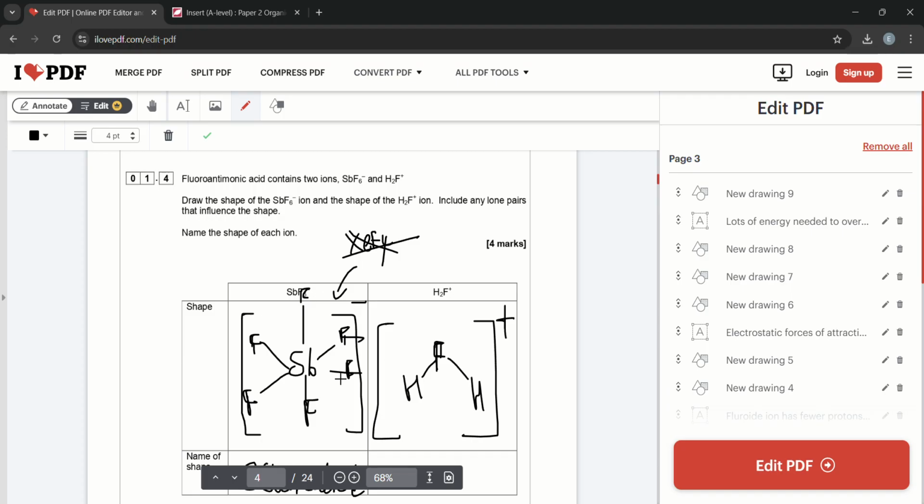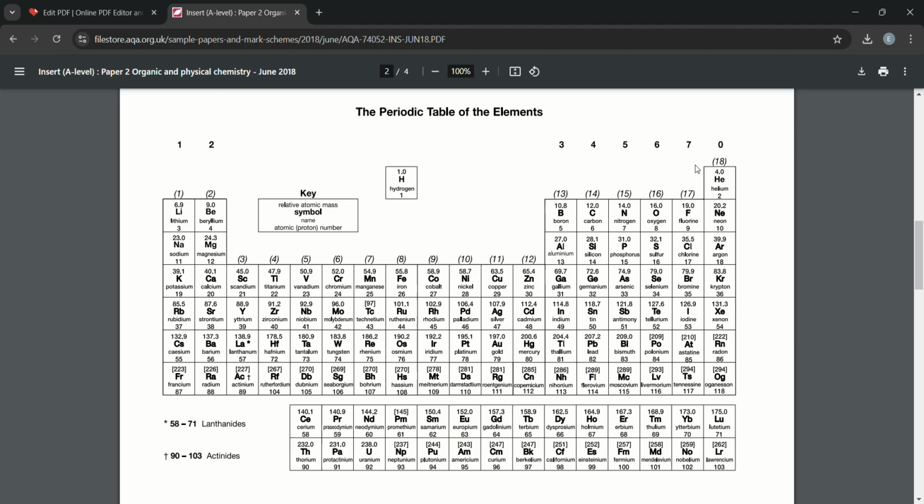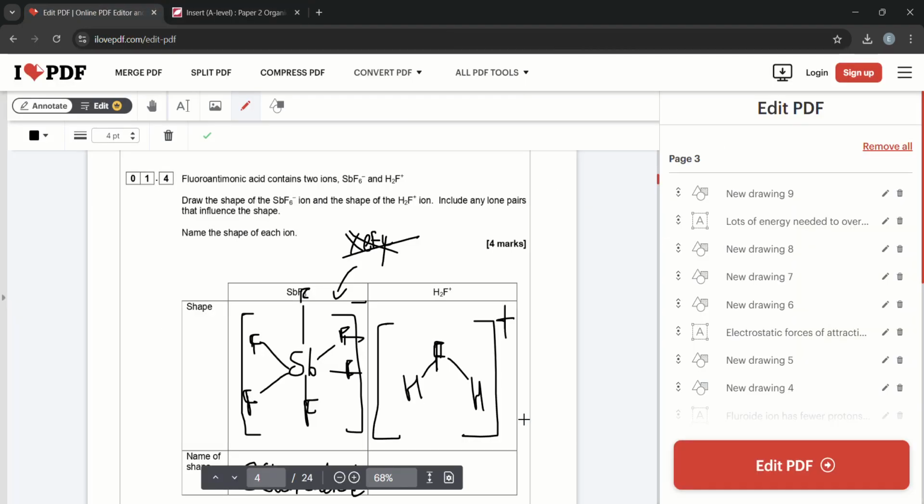So yeah, it's going to have no lone pairs of electrons. H2F, while fluorine is in group 7, it's attached to 2 hydrogens, right? So clearly by that logic, 7 minus 2 is equal to 5, so it's going to have 5 pairs of electrons. However, it has a plus charge, and if it's got a plus charge, therefore we're going to subtract an electron, therefore it's going to have 4 electrons, so it's going to be 2 lone pairs of electrons.